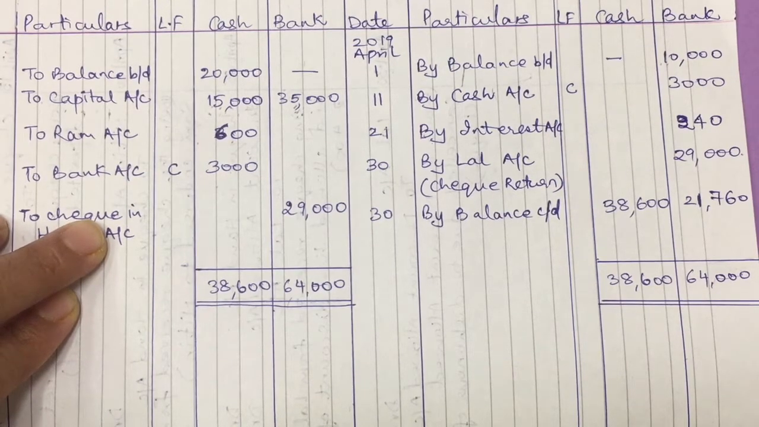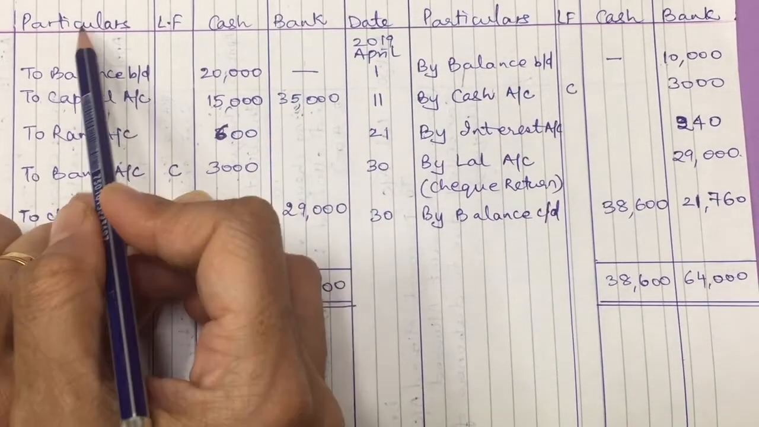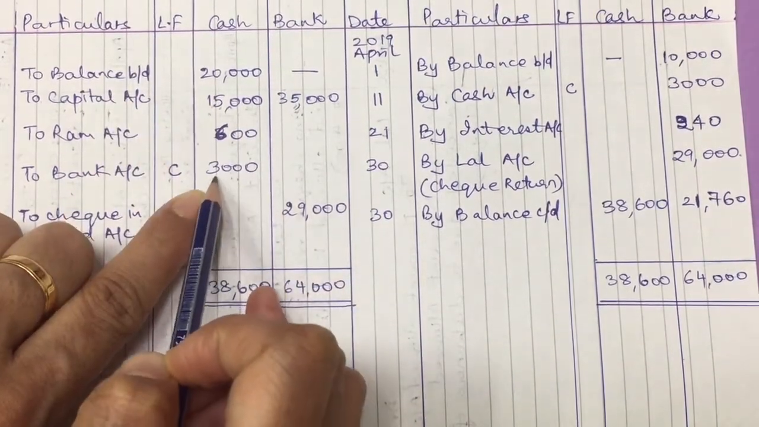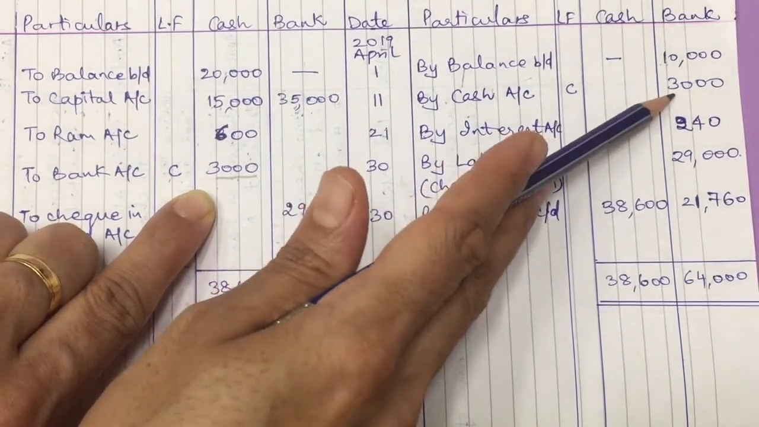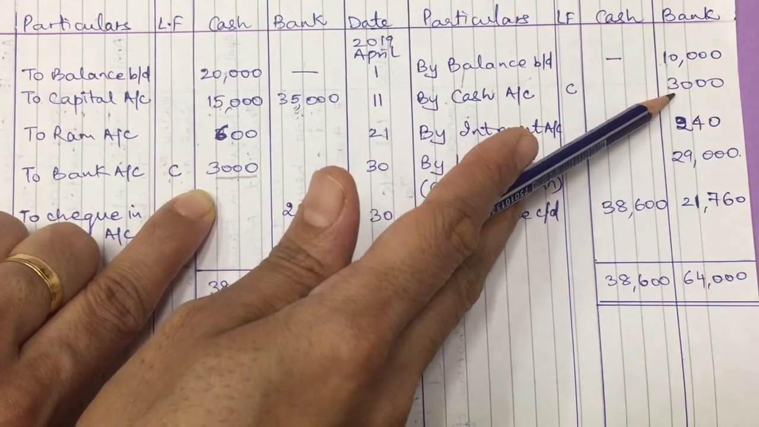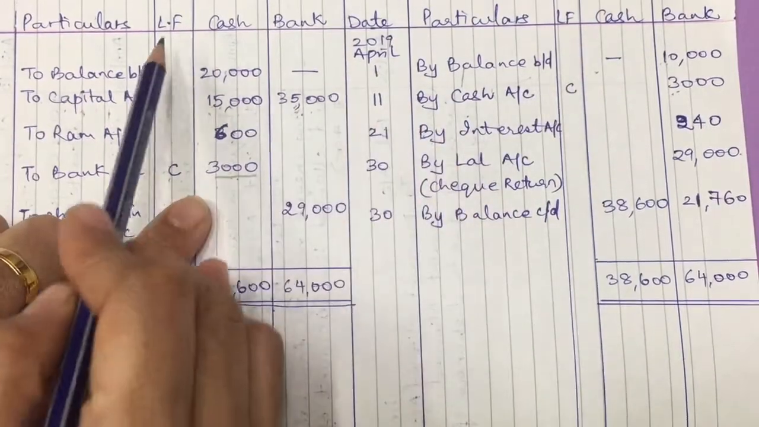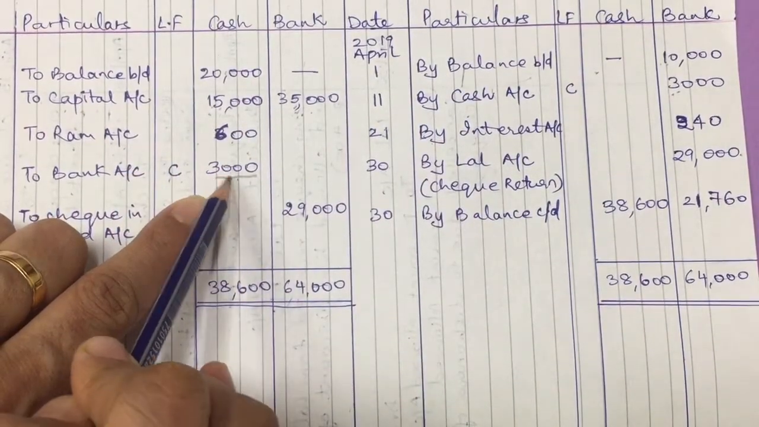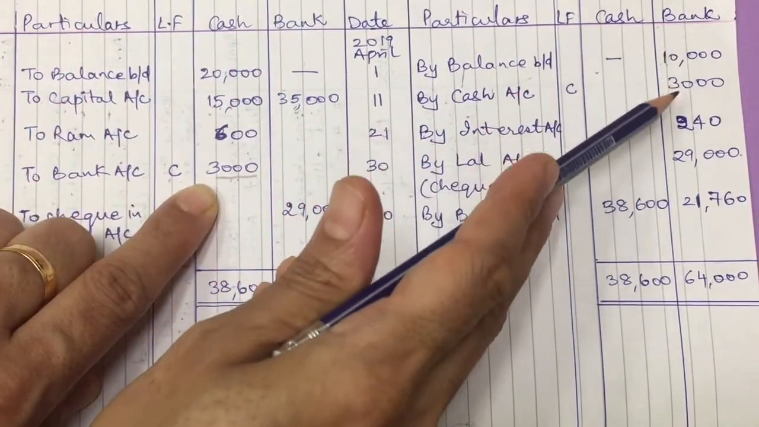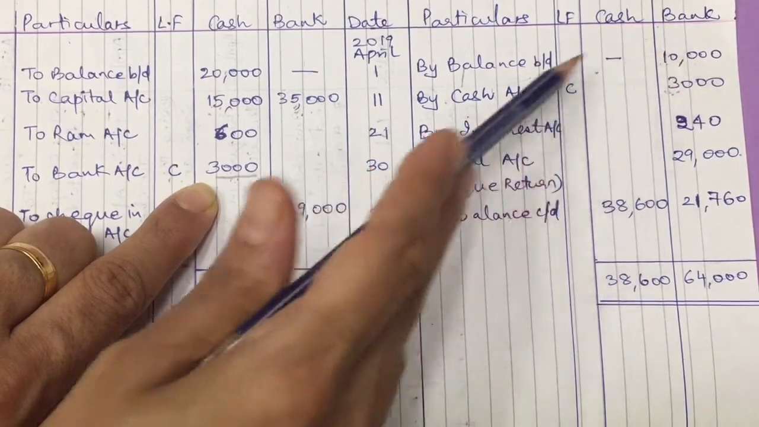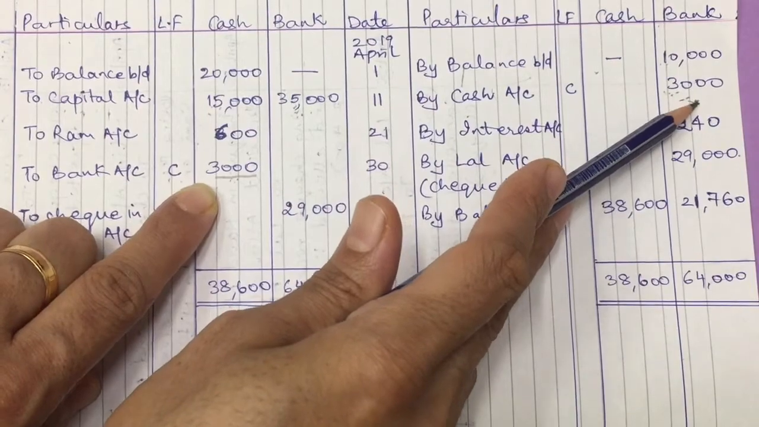Okay. And my bank will be crying. So my cash will be dancing. It will be on the debit side. So under cash, you will write 3000 immediately. Alright. And on the bank side, you will write 3000 also on the credit side. This is debit. This is credit. Cash is dancing. So 3000 will come under the cash column on the debit side. Bank is crying. 3000 will be in the bank column on the credit side. Okay.